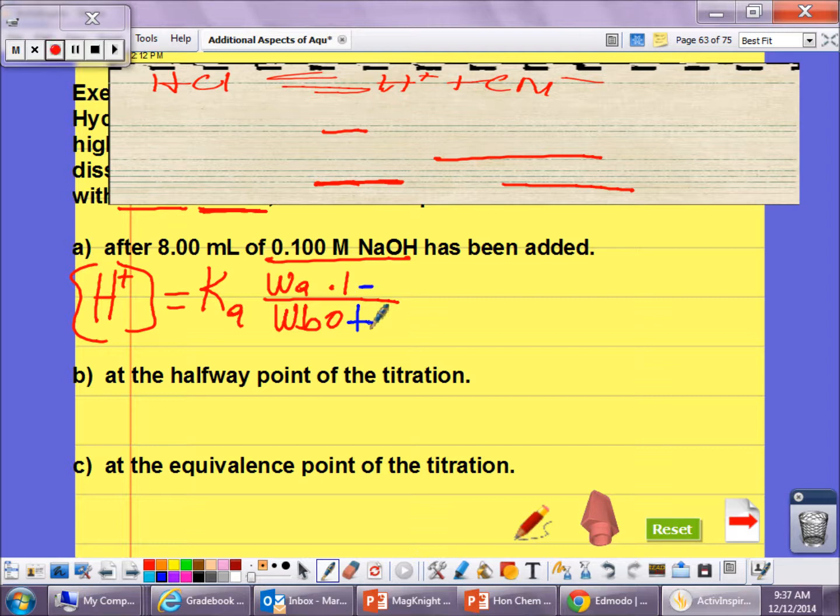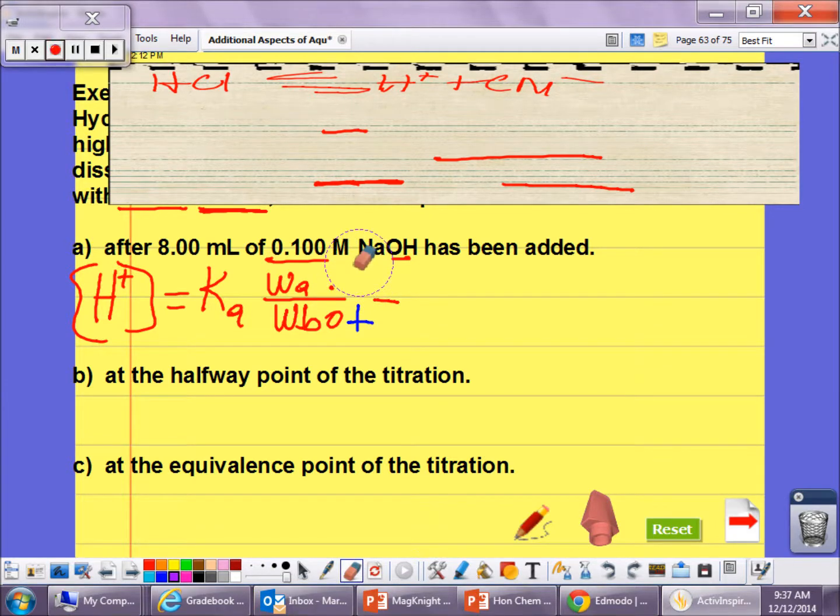What are we adding? Now, there is one thing you did not call my attention on. Remember I said whenever you start adding, you need to go to moles. Don't use concentration. So I cannot use that 0.1. What is the moles of the acid?